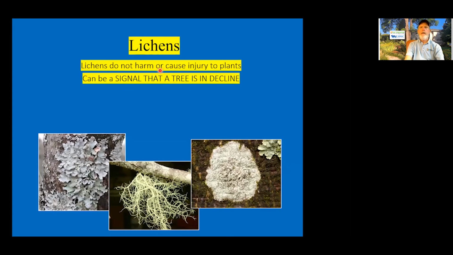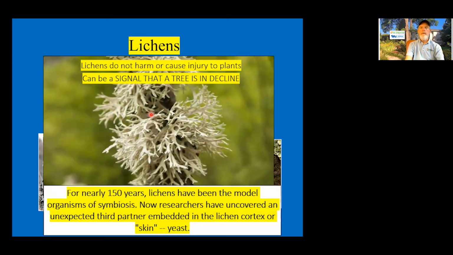Lichens do not harm or cause injury. It can be a signal that the tree is in decline, though, from some other reason. So here's an interesting thing that one of my master gardeners brought up. For nearly 150 years, lichens have been a model of symbiosis. Now researchers have uncovered an unexpected third partner.